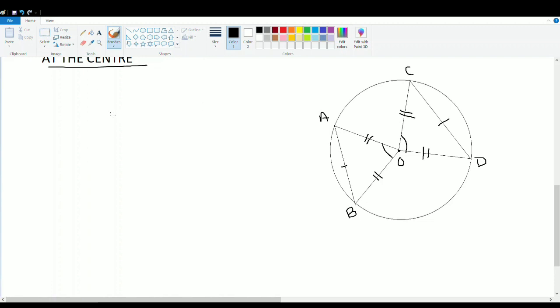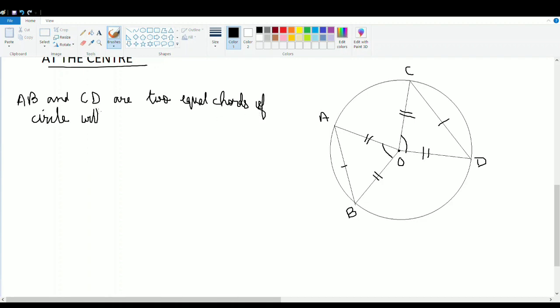So first thing we will do is that we will note down what is given. AB and CD are two equal chords of circle with center O.